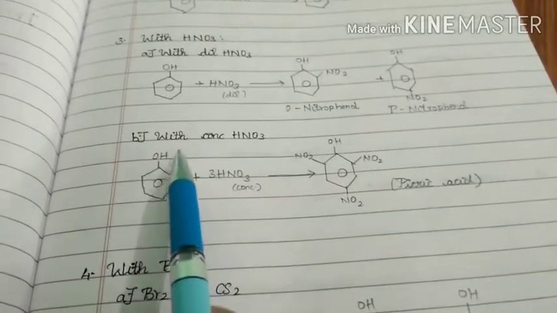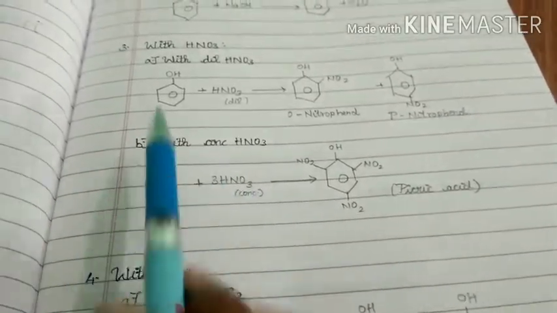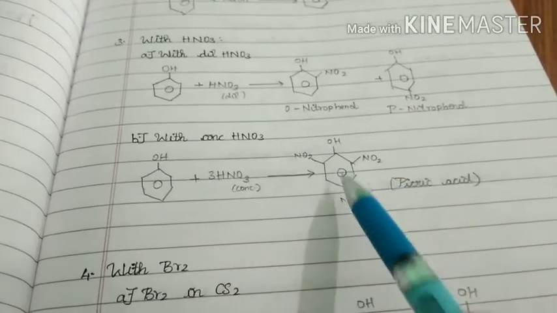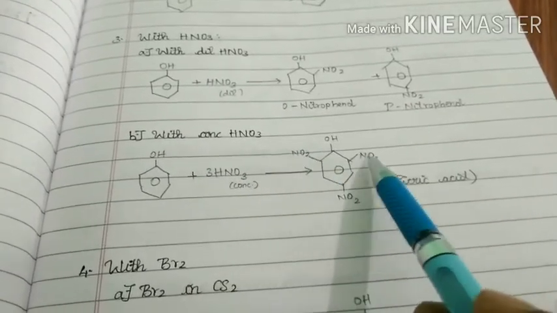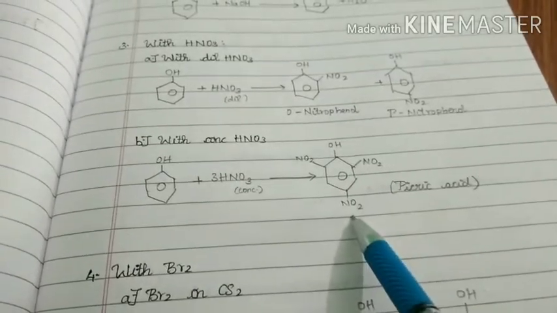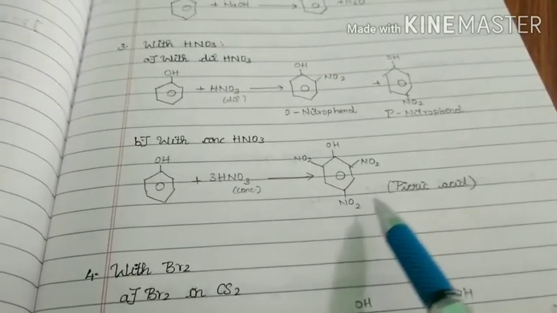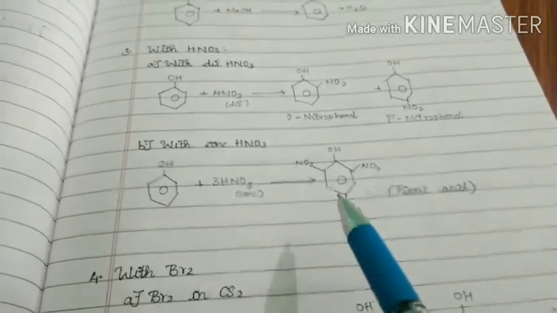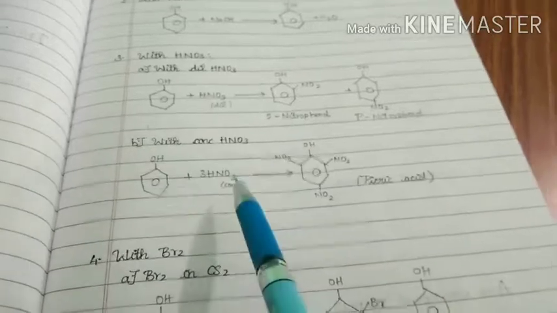Next, in the case of concentrated HNO3, when phenol reacts with concentrated HNO3, we get 3 nitro groups at the ortho and para positions. That is called picric acid. This is also called 2,4,6-trinitrophenol.